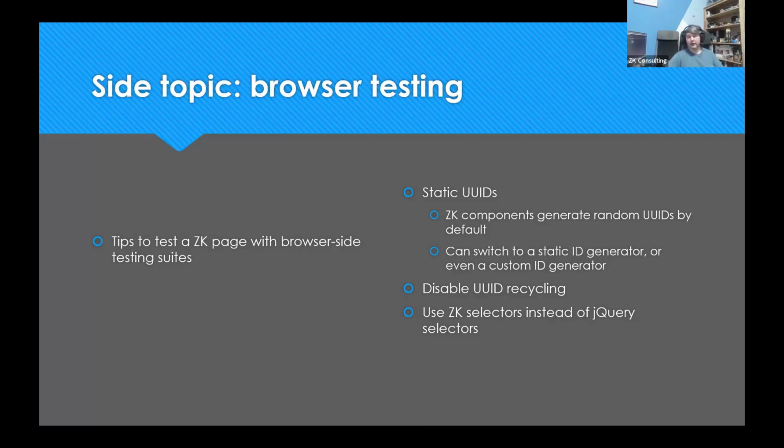And finally, the last thing, if you don't want to disable random UUIDs, you can just use ZK selectors. When you set an ID on a ZK component, you can use a ZK $selector in order to retrieve a client-side widget by that ID instead of the UUID. I invite you to go to the documentation page regarding client-side selection in ZK if you want more information about that. And with that, we're getting close to the end.